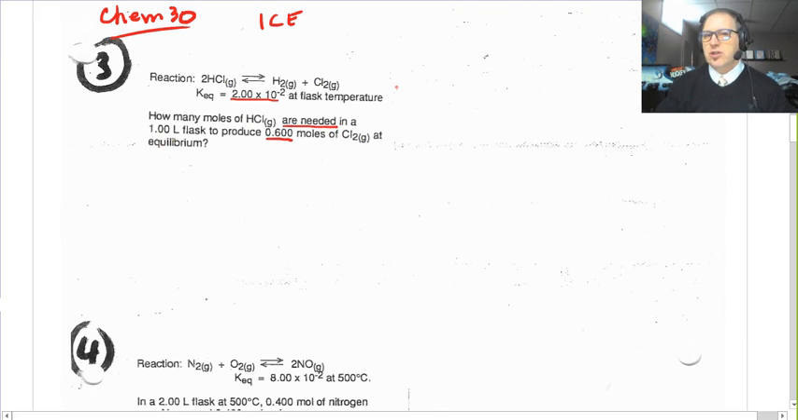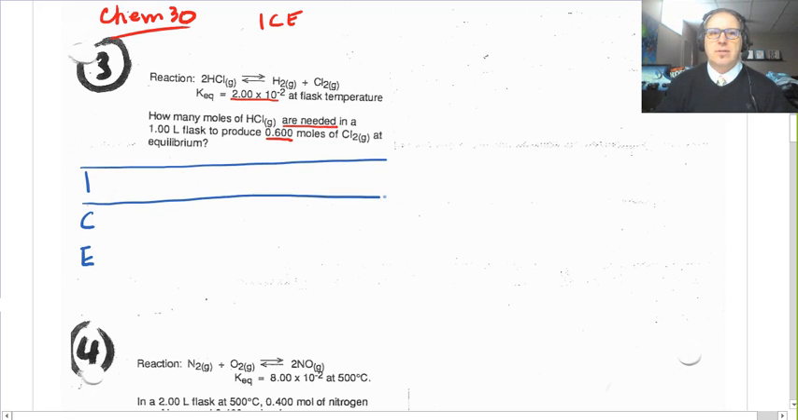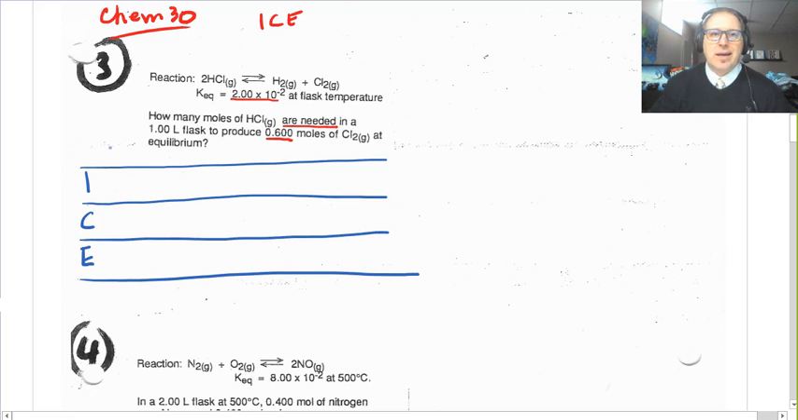So we're going to use our ice chart, but instead of having X down in the bottom row, if we can find out what X is, we're going to put it in the top. So we go like this, ICE. This is the initial, the second row is the change, and E is equilibrium. I'm going to put HCl there, H2 here, and Cl2 over here. So we're going to have basically 3 columns.